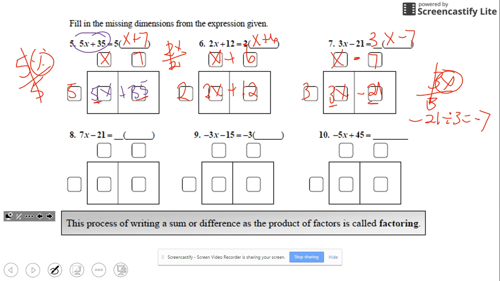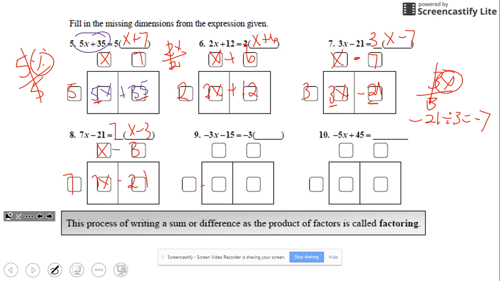Okay, so the next one here, number 8, we have 7x minus 21. Looking at the biggest factor they share, we can pull out a 7. And then that would leave us with x minus 3. So here the 7's on the outside and x minus 3. It's kind of exactly opposite of what we just did.